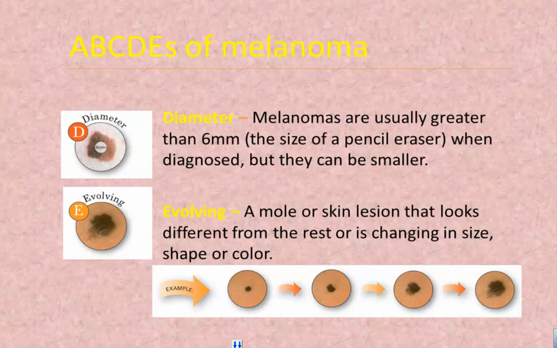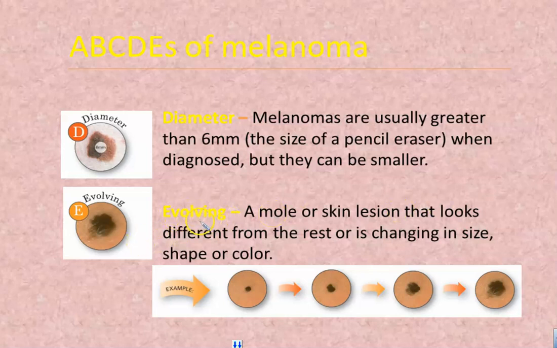So let's go to D. D is going to be diameter. So the diameter is growing. What we're going to see is that it's going to get 6 millimeters or larger. 6 millimeters is about the size of a pencil eraser, and we're going to see that it can start to grow larger than that. It says sometimes it can be smaller, so none of these should be dismissed with, oh well, it's not that. You always want to ask your doctor, because the big one is evolving.